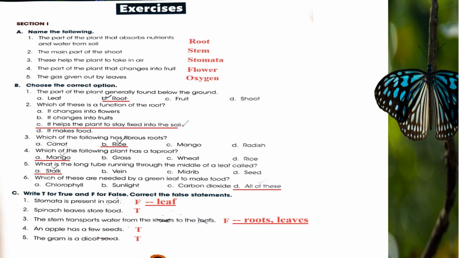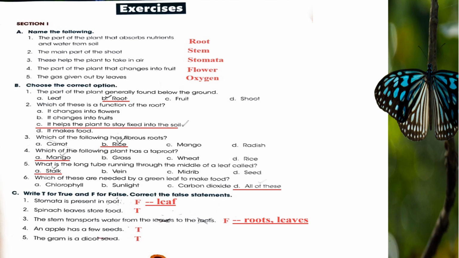First, stomata is present in root. It's a false statement. Stomata is present in leaf. Second, spinach leaves store food. It's true. Third, the stem transports water from the leaves to the roots. It's false. The stem transports water from the roots to leaves.